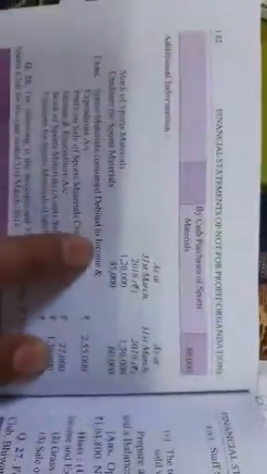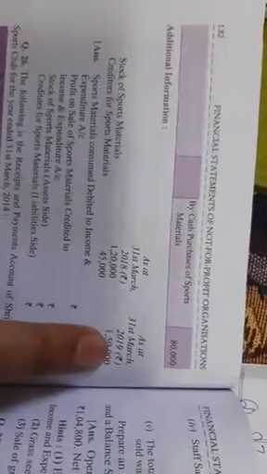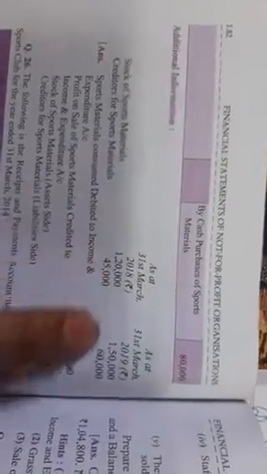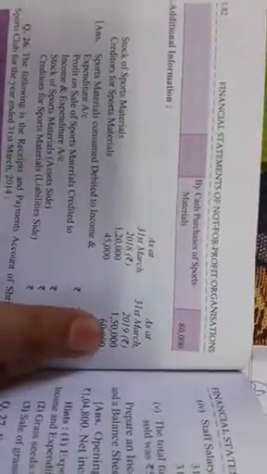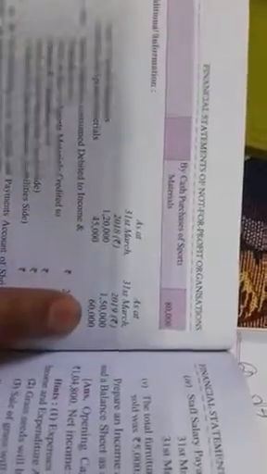Then under the additional information, opening and closing balances are given regarding the stock of a sports material. Opening one is 1,20,000 and closing one is 1,50,000. The creditors for the sports material, the opening balance being rupees 45,000 and closing one is rupees 60,000. So how is it to be produced in the income and expenditure account?